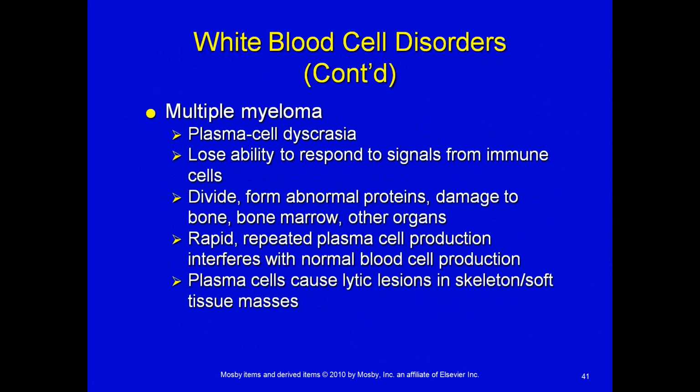Multiple myelomas are plasma cell dyscrasias. You lose the ability to respond to signals from the immune cells. They divide and form abnormal proteins, and these abnormal proteins damage bone, bone marrow, and other organs. And the rapid repeated plasma cell production interferes with normal blood cell production. And then the plasma cells cause lytic lesions in the skeletal and soft tissue, which lead to these masses.